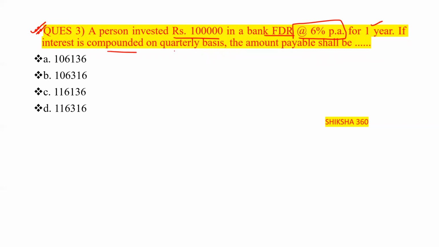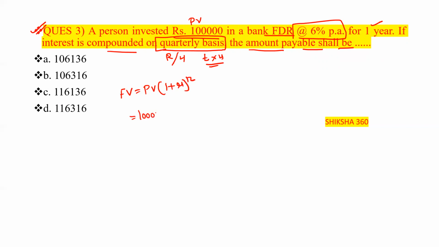If the interest is compounded on a quarterly basis, what we have to do is divide the rate by 4 and multiply the time by 4. So the amount payable shall be... we just have to calculate the future value, because this is the present value. Present value into (1 plus R) power n. Present value here is 1 lakh. R here is 1 plus 6 upon 100 into 1 by 4. Time is multiplied by 4.